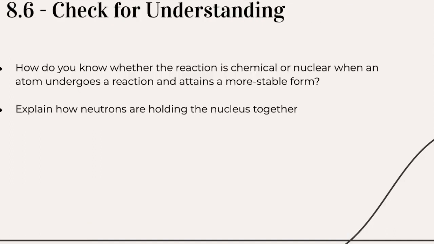So here's a check for understanding for the introduction to nuclear reactions. How do you know whether the reaction is chemical or nuclear when an atom undergoes a reaction and attains a more stable form? And then explain how neutrons are holding the nucleus together.